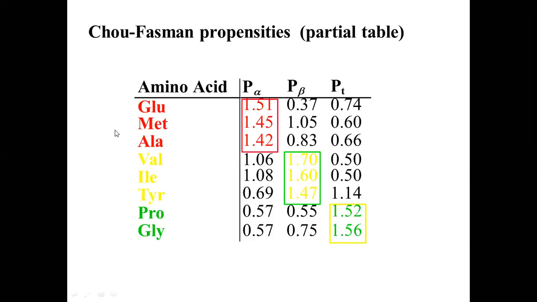Here is the table. We have the partial table, not all the amino acids. I hope everyone can see this table: Chou Fasman propensities of glutamate, methionine, alanine, valine, isoleucine, tyrosine, proline, and glycine. So P alpha means propensity of alpha helical structure. P beta is propensity of beta pleated sheet, and P turn is the propensity of a turn.